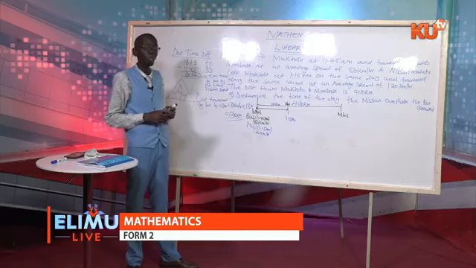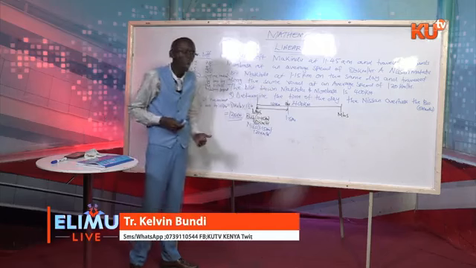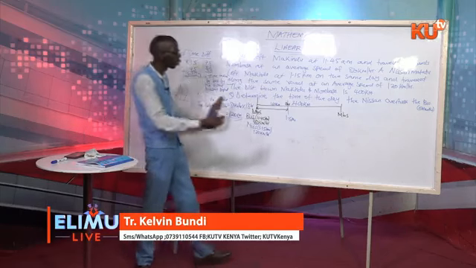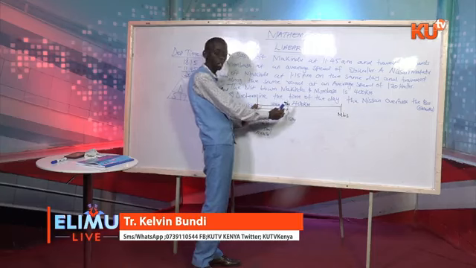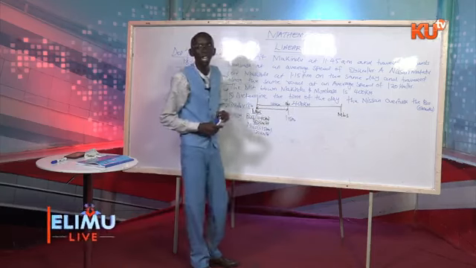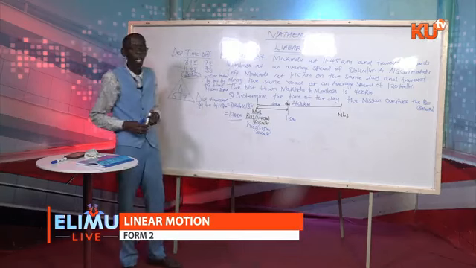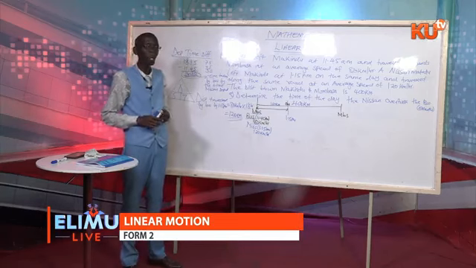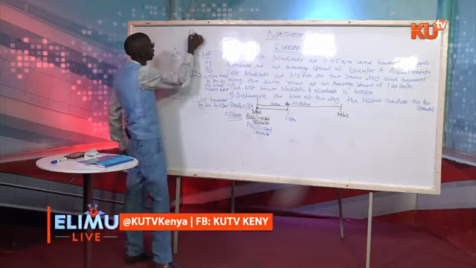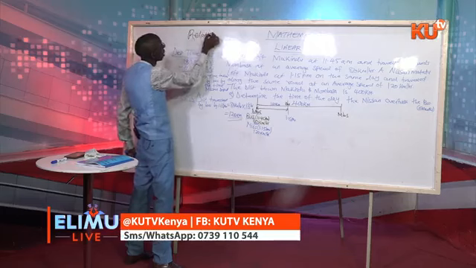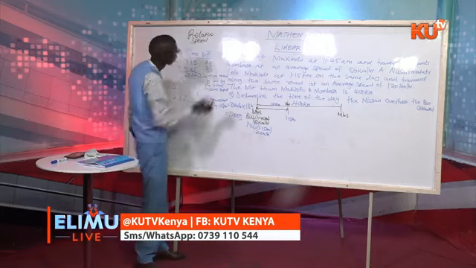From our formulas, we said, for us to get the time taken to overtake, we need the distance between the two vehicles, which we have already gotten as 120 kilometers, divided by the relative speed. So obviously, the next step is to get the relative speed. And the relative speed, what did we say in our formulas?